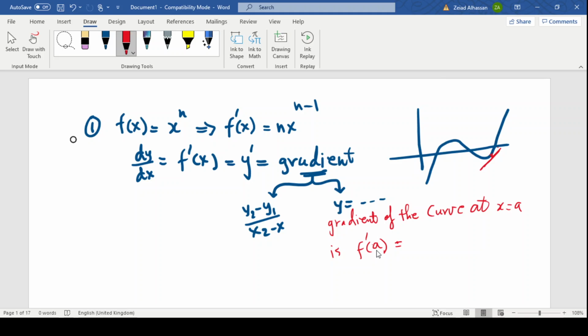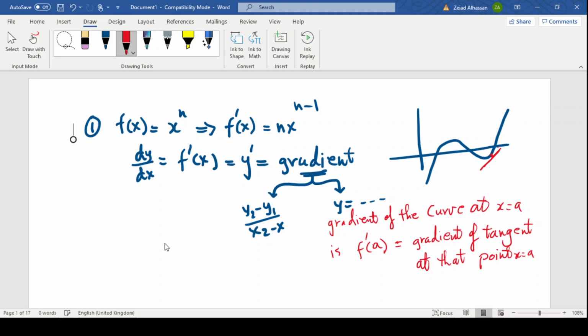f prime a is equal to the gradient of the tangent. And what is the tangent? The tangent is a straight line, tangent at that point, which is x equals a. Tamam. This is the first thing for the revision.